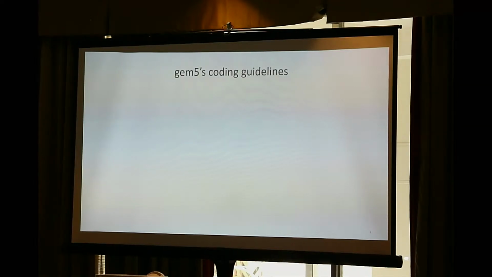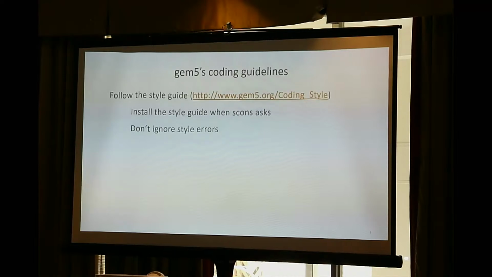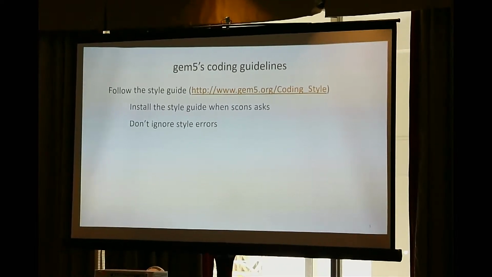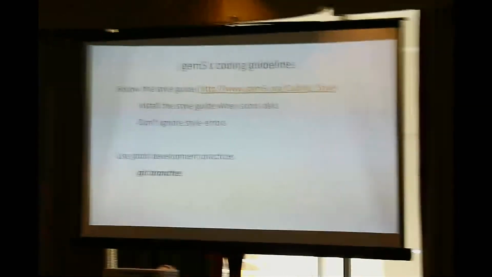Okay, before I dive into this, I want to briefly talk about gem5's coding guidelines. We have a pretty strict style code for contributing to gem5, and I strongly suggest you follow this even if you're not planning on contributing. It's a good idea to have a style. One of the first things it's going to do when you run scons is ask, do you want to install the hooks for the style guide? Press enter for yes. And don't ignore the style warnings. Trust me, it makes things a lot easier. We'll see this in a minute, actually.